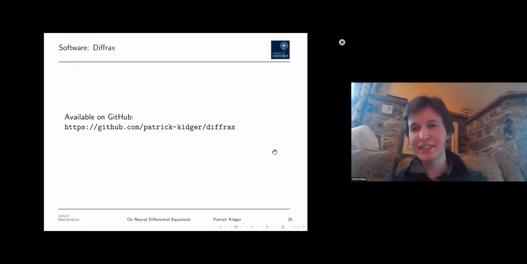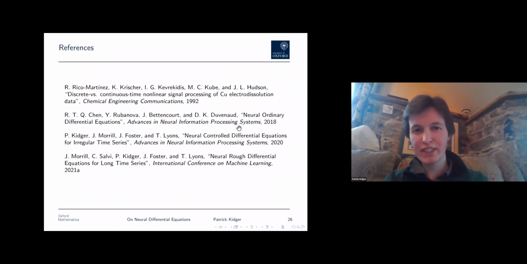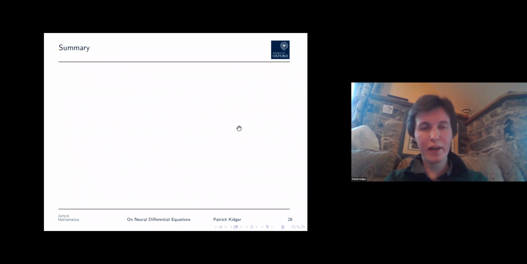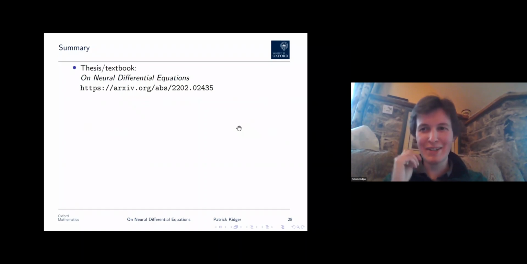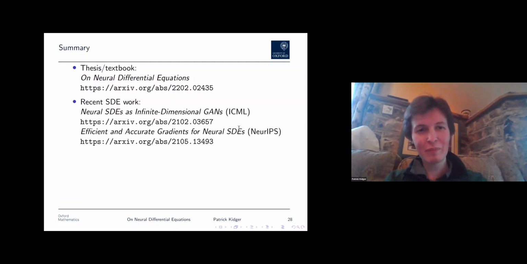Okay, so yes, Diffrax exists on GitHub. Do go and check it out. I'll put this link up again in a second, because I am now at the end of my talk. These are the references I've been working through. And the summary, on this final slide, is that way back now, over an hour ago, I mentioned this thesis/textbook. Do go check that out for an overview of neural differential equations in general.